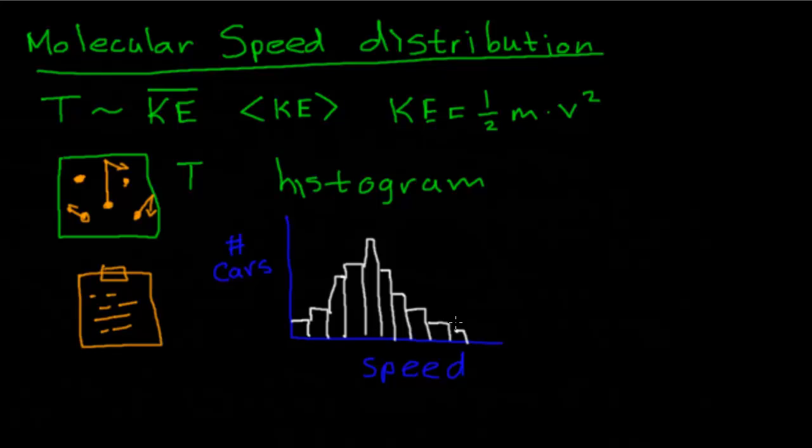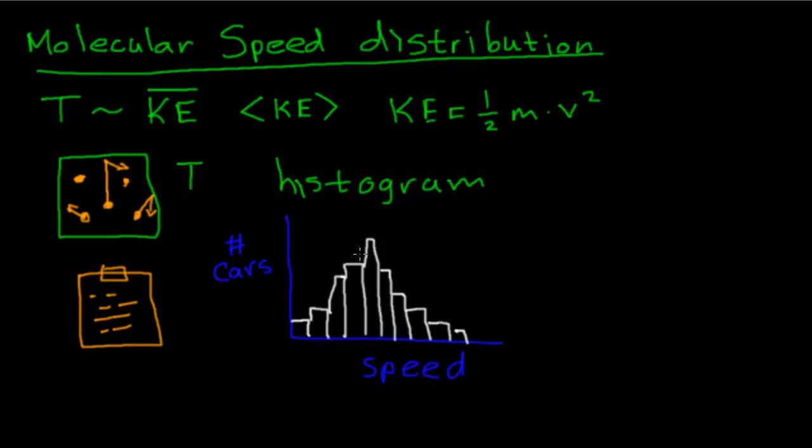So if you asked a question like, hey, on this highway, what is the most probable speed that a car is going? Well, you would say, oh, up here, this highest bar right here, more cars were going that particular speed or in that particular range than anywhere else.